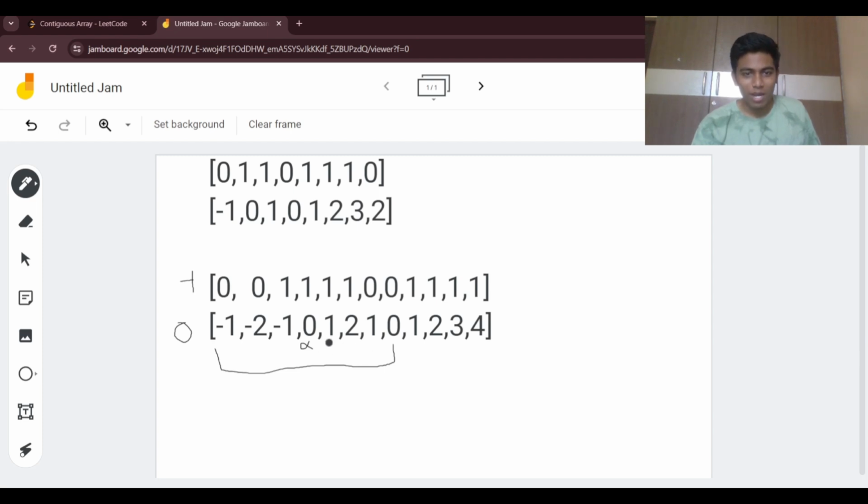Whenever I meet a 1, I'll store this particular index, not this one and not this one. Why? Because I need the maximum length. If I consider from here to here, then I am going to get this particular array, which has 2 ones and 2 zeros. That means whenever I meet a count for the first time, I am going to store its index, and whenever I meet the same count again, I'll not be storing it. I'll just be calculating the maximum length I can get from this array.